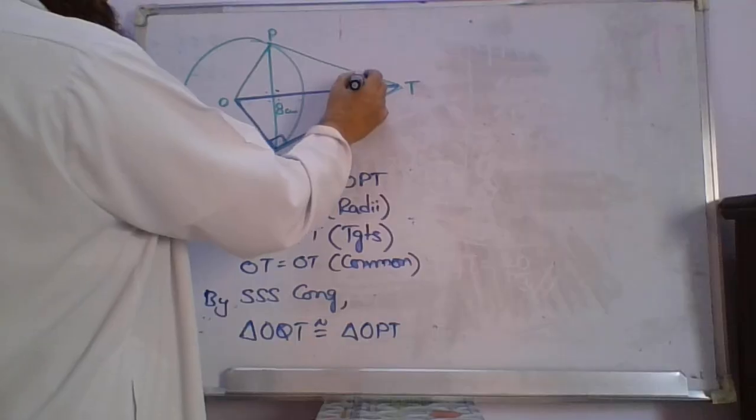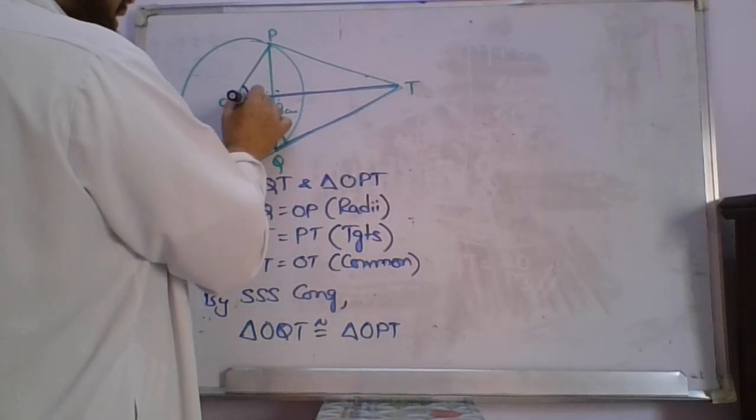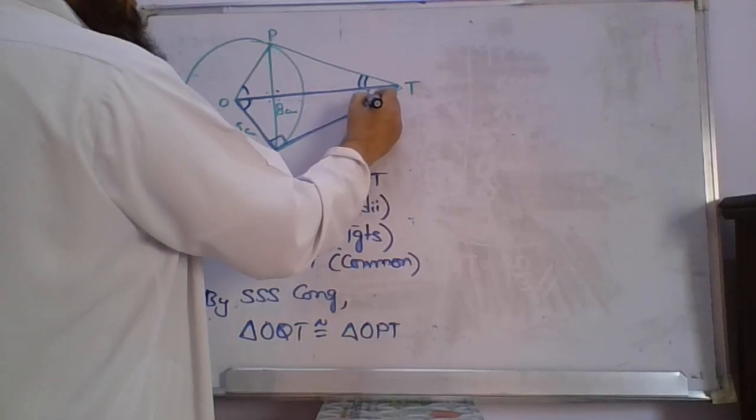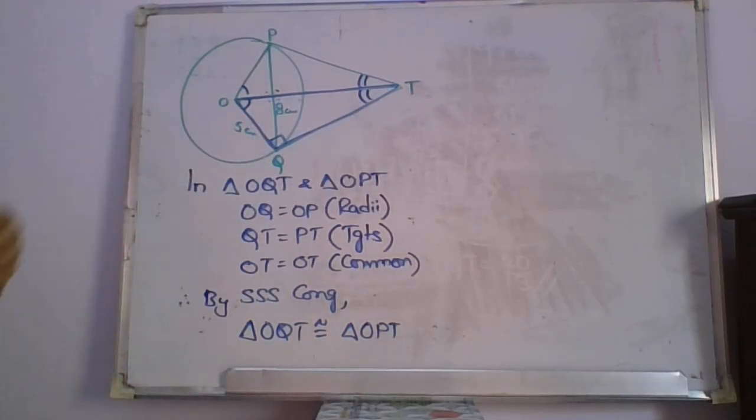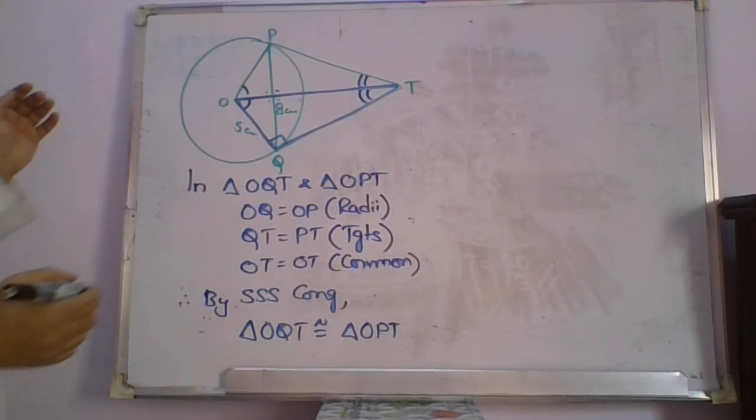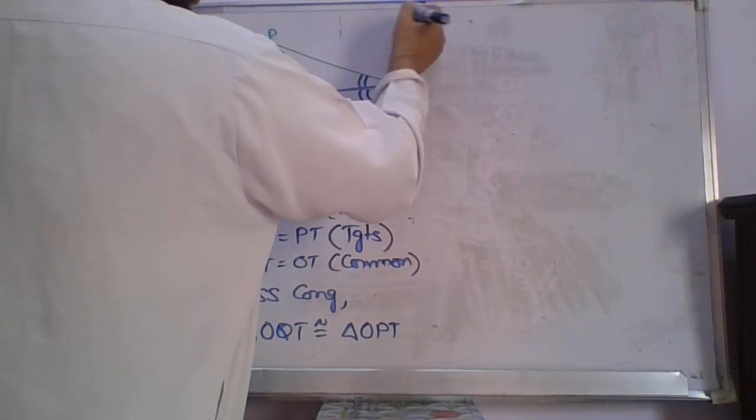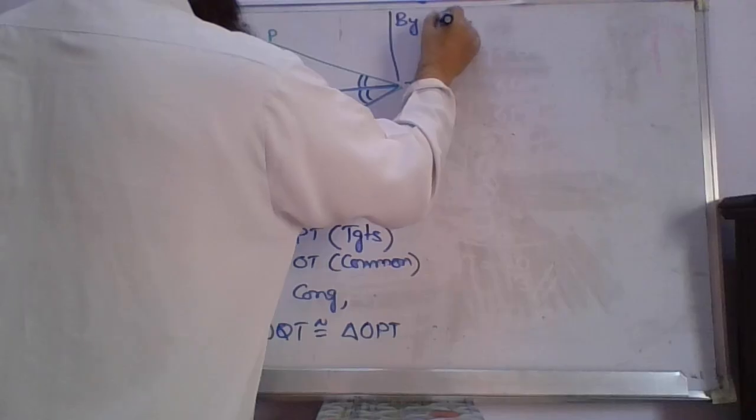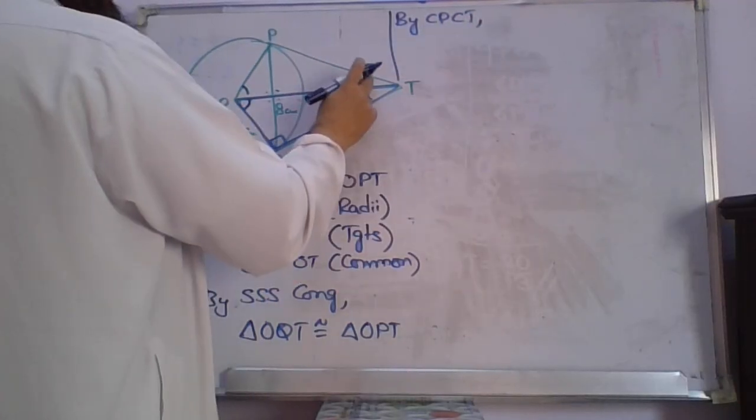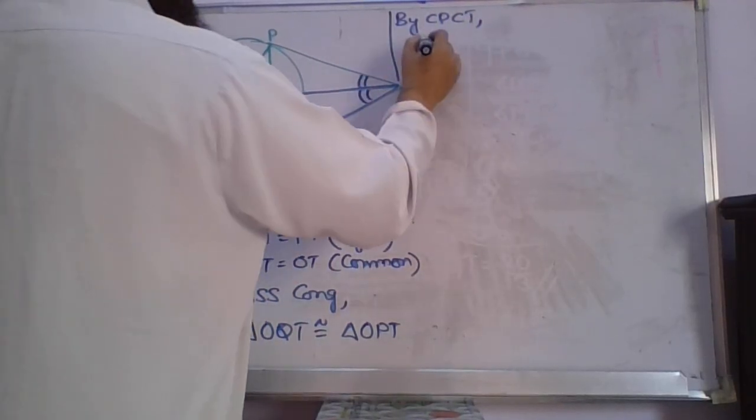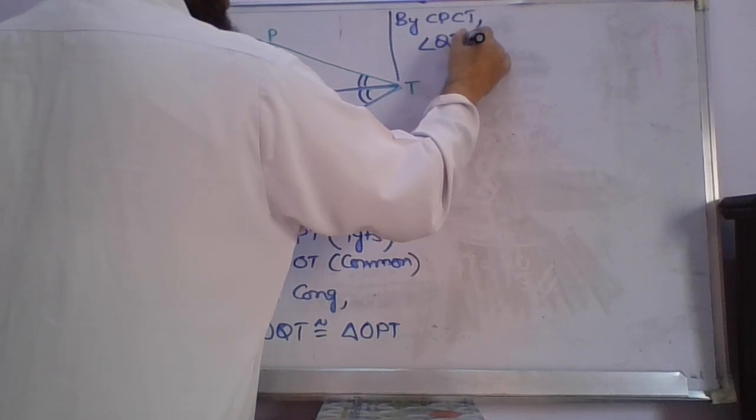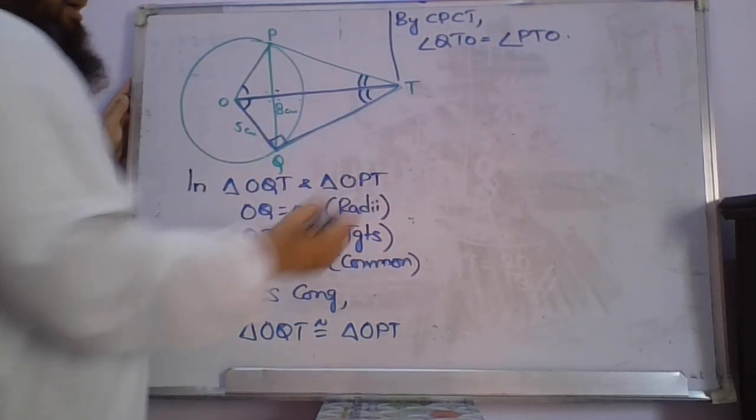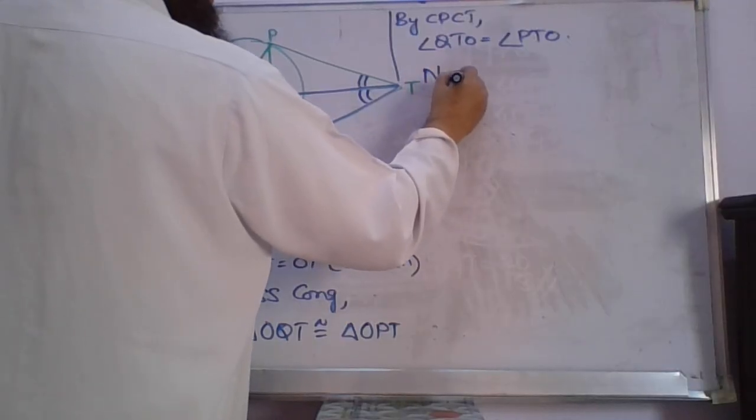So when these two triangles, the green one and the blue one, are congruent, this angle is equal to this angle, and these two angles are also equal. How do you say? Because by CPCT. Okay, let me write the next step over here. By CPCT, what is this angle? Angle QTO is equal to angle PTO. Is it right?